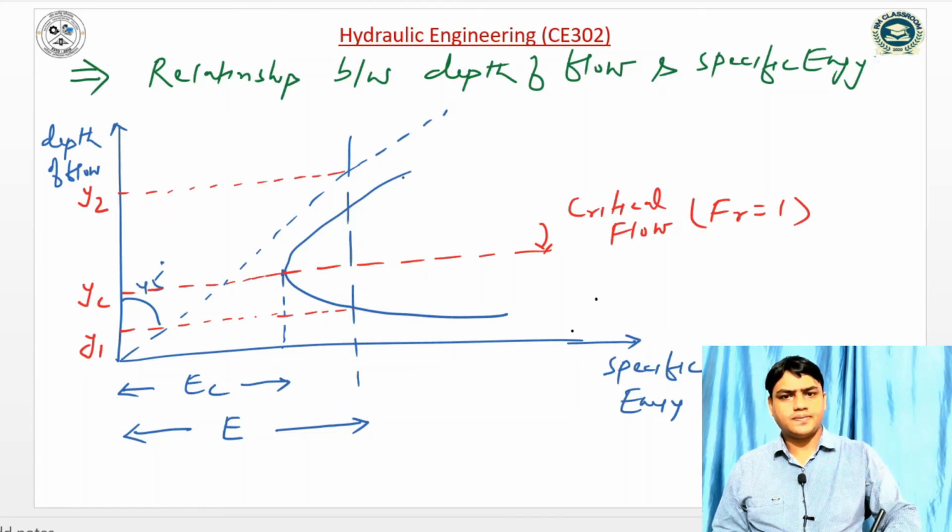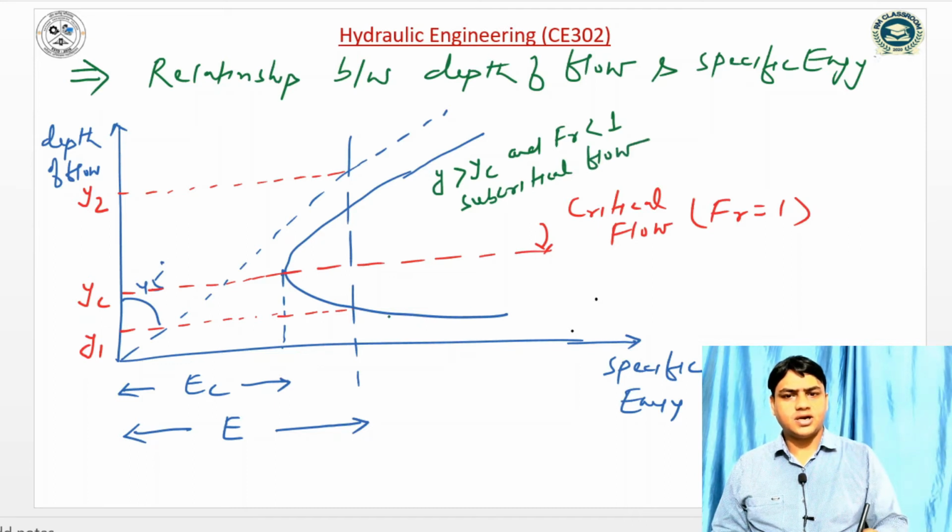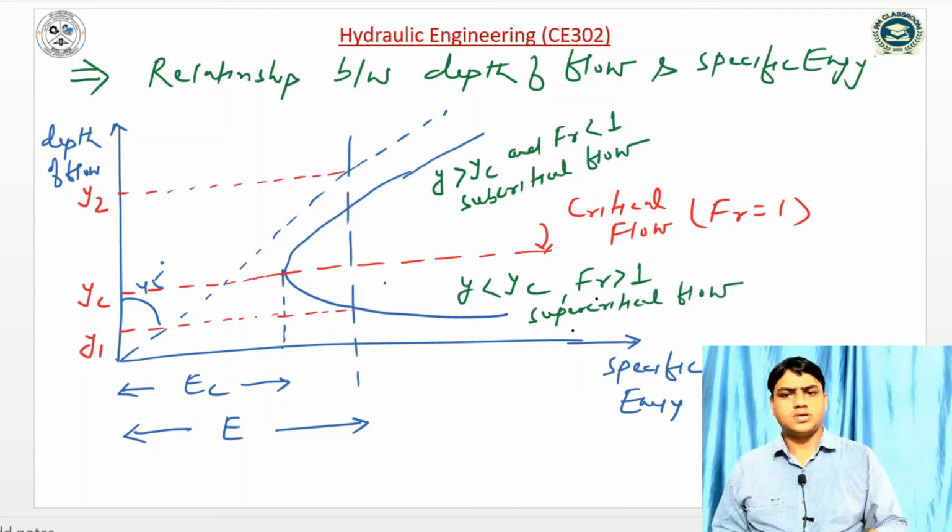We can see that above the critical flow the flow is subcritical. When Y is greater than YC and the Froude number is less than 1, this is the property of subcritical flow. Similarly, in the region below the critical flow line, Y is less than YC and the Froude number is greater than unity. Then the flow is called supercritical flow.